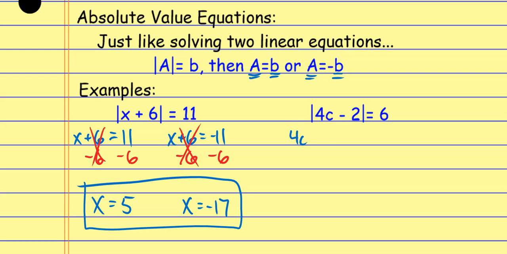I split it up. So I say 4c minus 2 equals the 6, or the 4c minus 2 equals the -6. All right? See, because again, when the absolute value equals 6, it's saying, hey, I'm 6 units away. Well, that could be a positive 6, or it could be a -6. Okay? And then I solve each, again, working backwards with the order of operations. I undo the subtraction by adding 2 to each side.